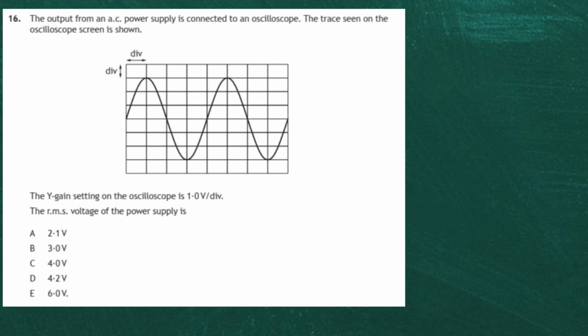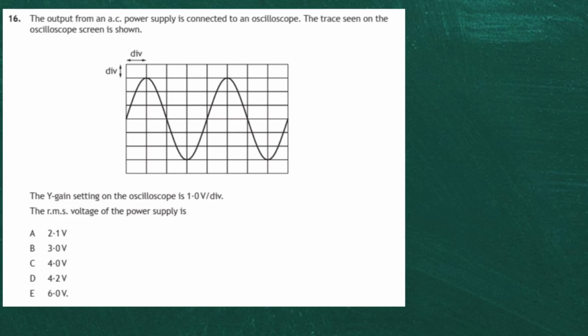Question 16 from Section 1 of the 2017 Higher Physics Examination from the SQA. The output from an AC power supply is connected to an oscilloscope. The trace seen on the oscilloscope screen is shown below. And the Y gain setting on the oscilloscope is set at 1.0 volts per division. The RMS voltage of the power supply is, and we're given 5 possible responses.